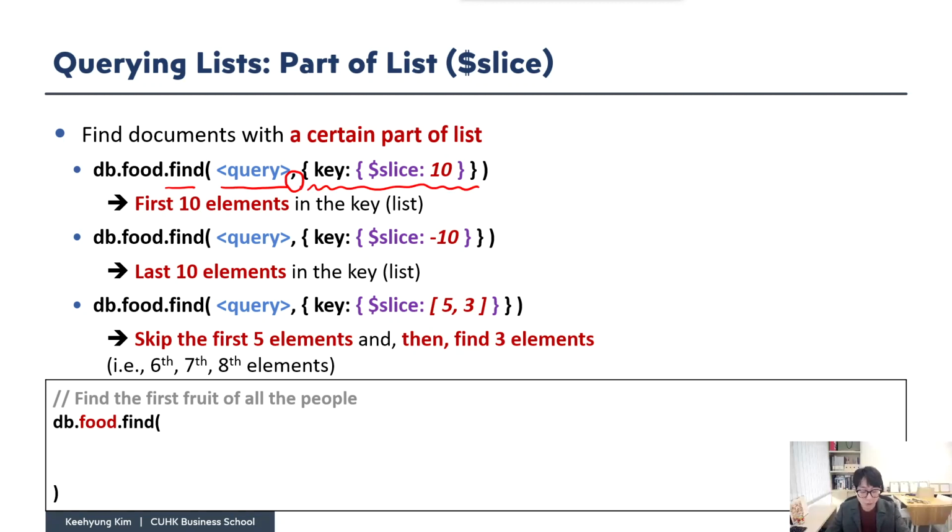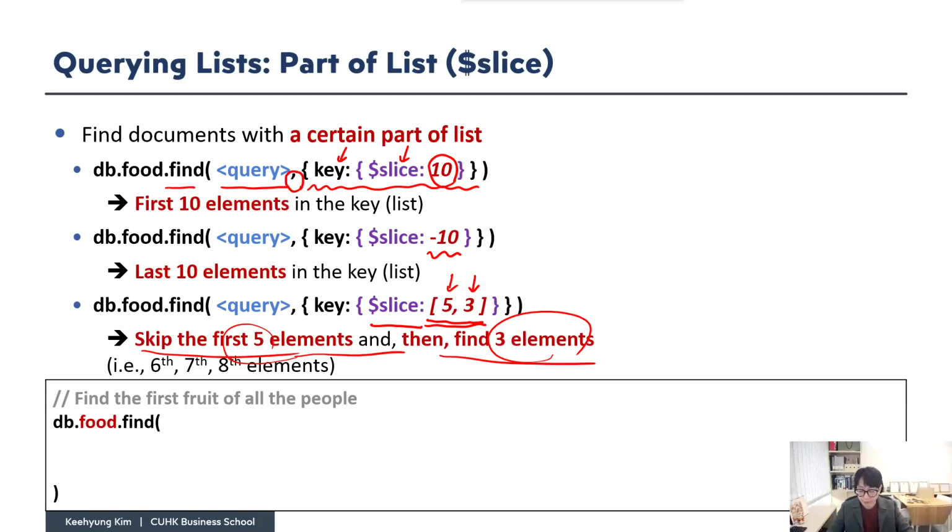Let's say that you want to return the first 10 elements from the list field. Then you specify that list field and the slice operator, and you specify the number 10. If you want to see the last 10 elements from the list, instead of number 10, you put -10. Also, you may want to look at the middle elements. Then you can specify 2 numbers inside the list like this. After the slice operator, inside the list, you specify 5 and 3. That means you will skip the first 5 elements in the list and then return the next 3 elements in the result.